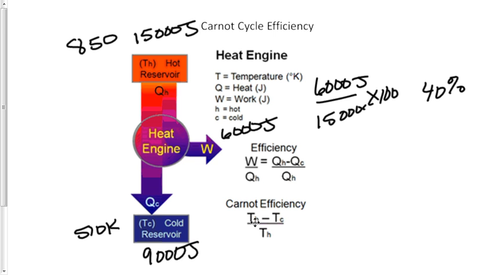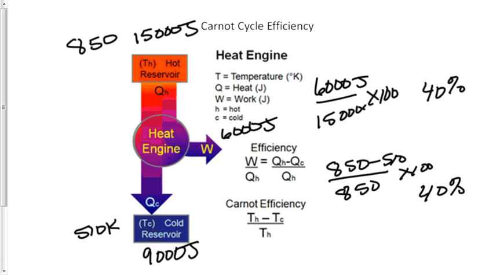Another efficiency is temperature hot minus temperature cold divided by temperature hot. And again, make sure they're in Kelvin. So I'll take 850 minus 510 divided by 850, and then multiply that by 100. And again, we'll get 40%. So we see that the efficiencies are done in the same fashion.